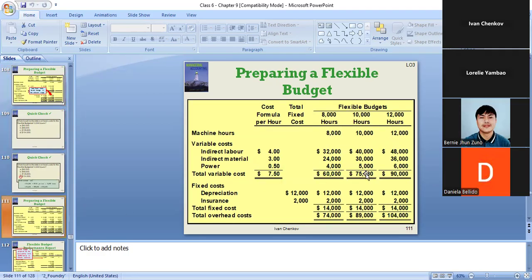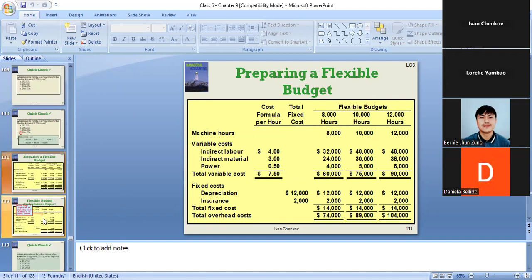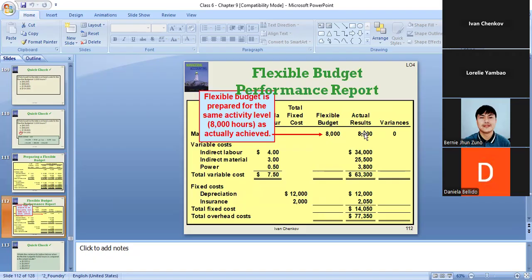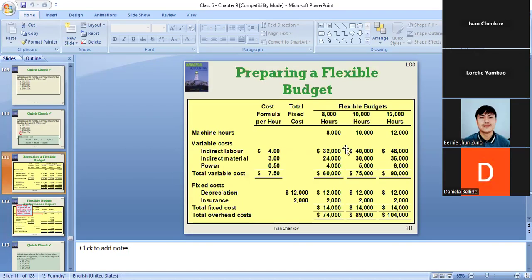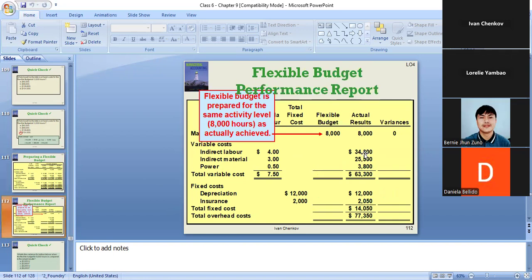Once we prepare all this information, what we're expecting is that our actual results are going to fall on one of those numbers that we have in the budget. And luckily, in this case, the actual results fall exactly on the 8,000 hours. So let's see now, for 8,000 hours, we're projecting to spend on the indirect cost $32,000. In reality, we're spending $34,000. Now the question is, do we have a variance?